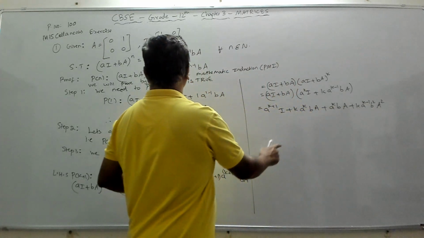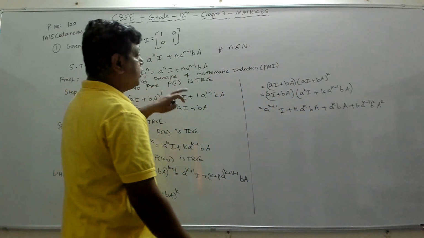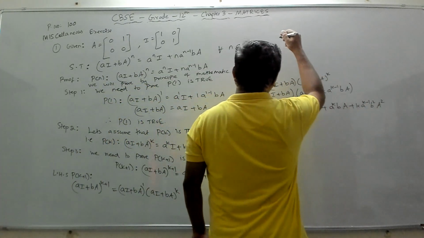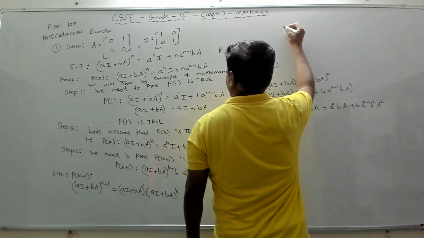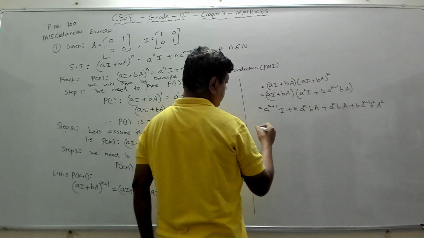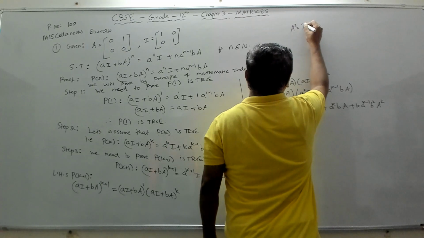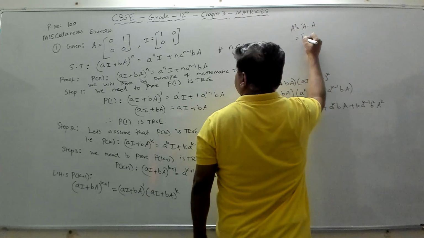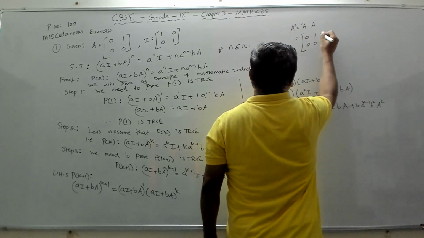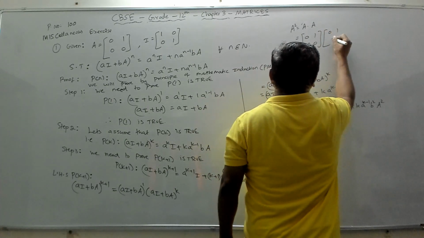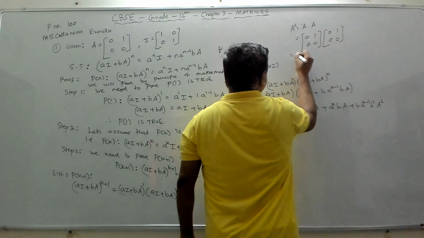Now let's try to find what it is. See, A we know, A is this. Now let's find the value of A square. I'll do the A square here. Or we can even do it here. That's okay, I'll do it here. What is A square? A square is A into A, A matrix into A matrix. So the A matrix is [0, 1; 0, 0] into [0, 1; 0, 0]. Now if you multiply this, what do you get?